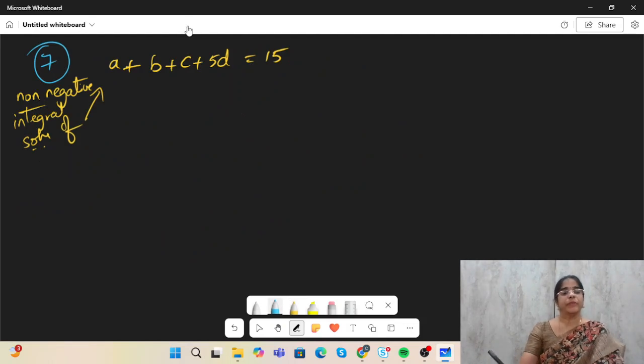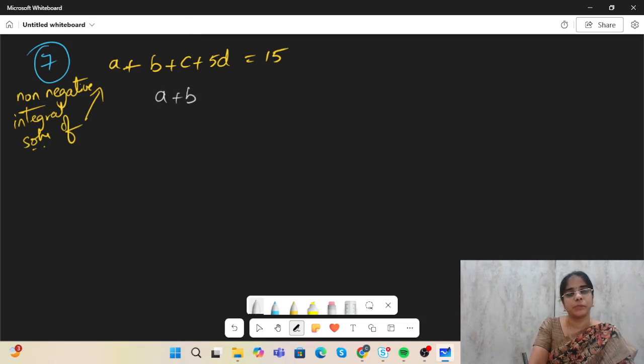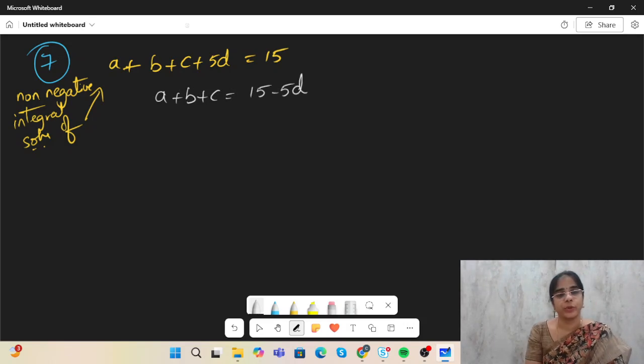Now this question. We want non-negative integral solutions of a plus b plus c plus 5d equal to 15. Such questions we have never come across, isn't it? a plus b plus c plus 5d, I never came across. Let me write it: a plus b plus c is equal to 15 minus 5d. Let me think about it. Okay, now use the same approach.